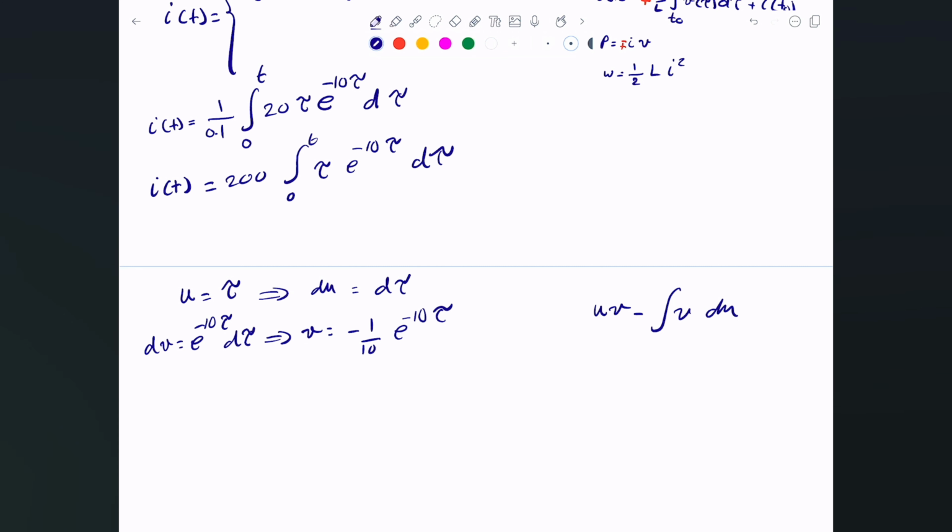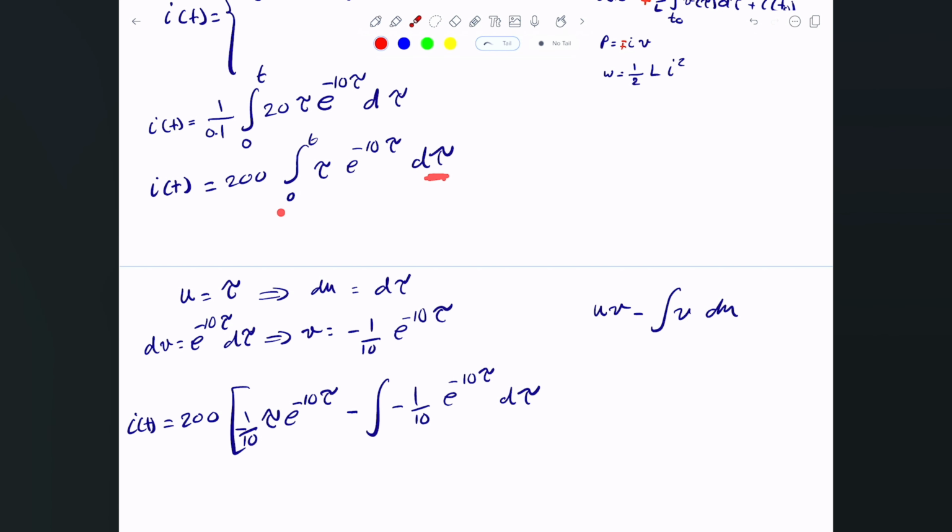Let's just do this. I of t is simply 200 times uv. Well, u is tau, v is simply negative 1 divided by 10, so let me write it here so I don't lose the negative: e to the negative 10 tau, that's uv, minus the integral of v, which is negative 1 divided by 10 e to the negative 10 tau, and here is du, which is d tau. The integration variable is simply tau, and tau went from 0 to t, so we have 0 to t in here.